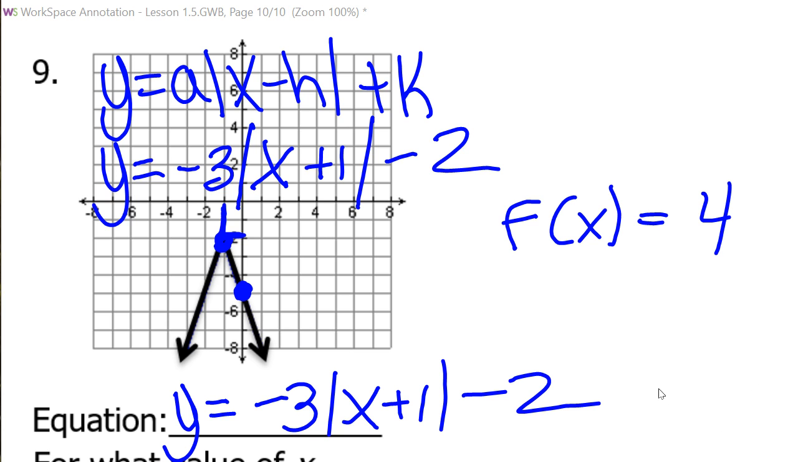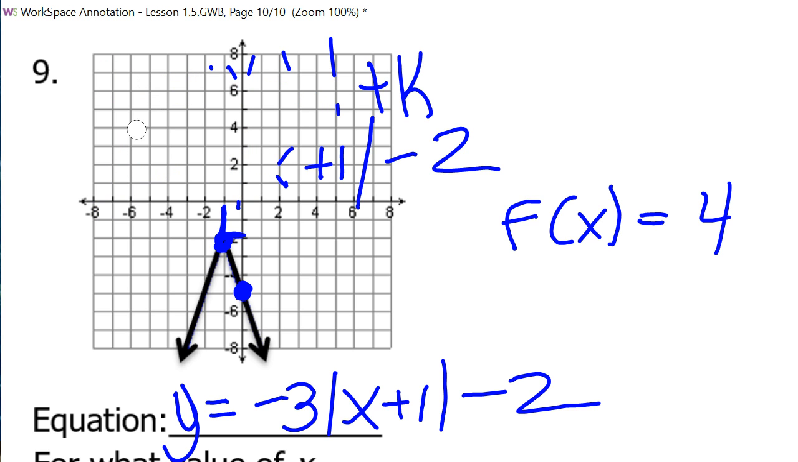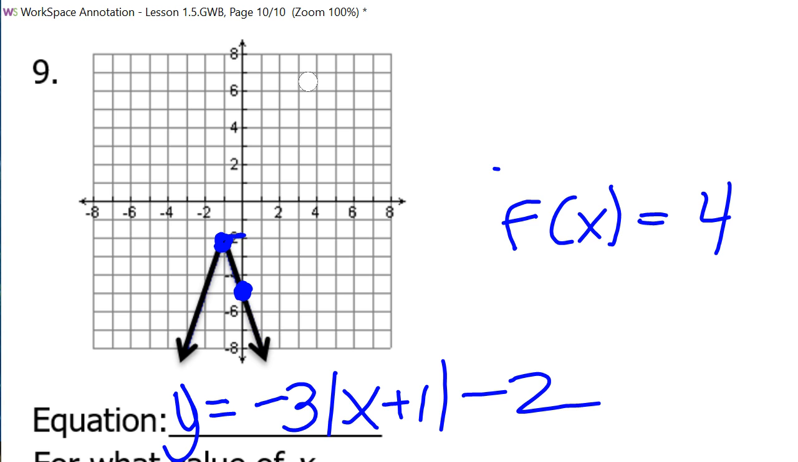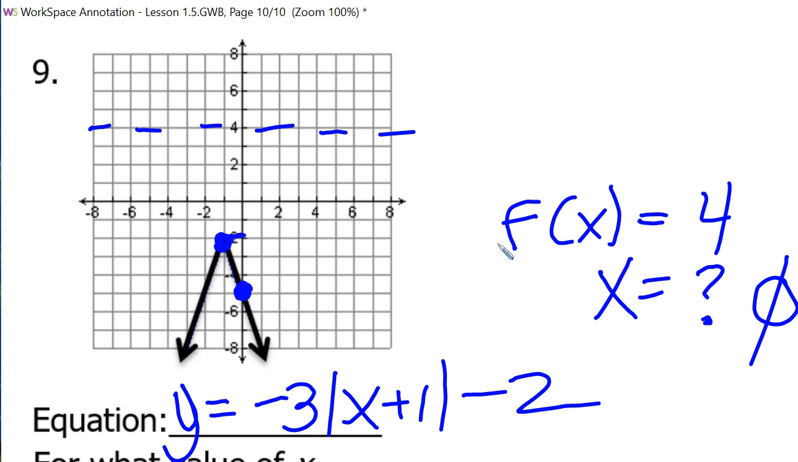Now what if they tell you f of x equals 4? Then let me erase what I have up here so that you can get a better look. So when f of x is equal to 4, what is x? Here's 4 up here. Is there a point with a y value of 4? No. So the answer would be none. No solution. There is not a point that has a y value of 4. So our answer would be no solution, which is that 0 with the slash.